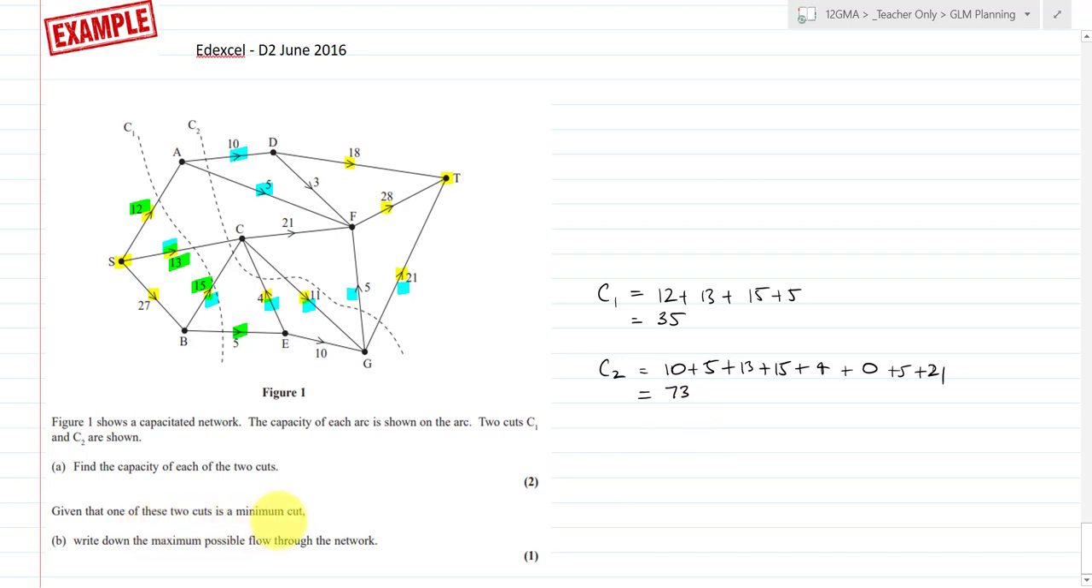And given that one of these two cuts is the minimum cut, write down the maximum possible flow through this network. So we're given that one of them is a minimum cut, and therefore the max flow is equal to the minimum cut, and that must be 35. And you can see that there's restrictions here. Once we get further along the diagram, these 18, 28, 21, they create plenty of space for flow, but we are restricted right at the start with how much of the water or the cars or the people in the crowd can flow into the network initially.